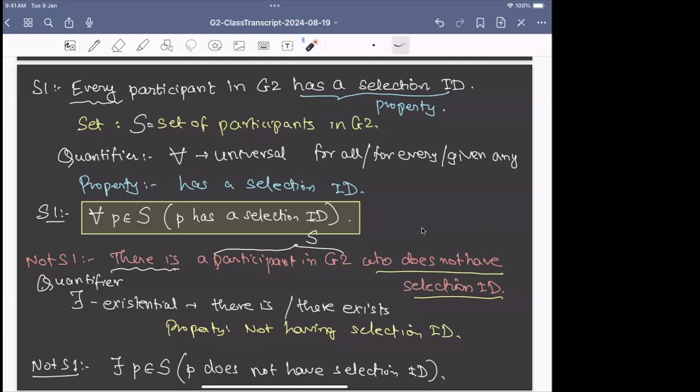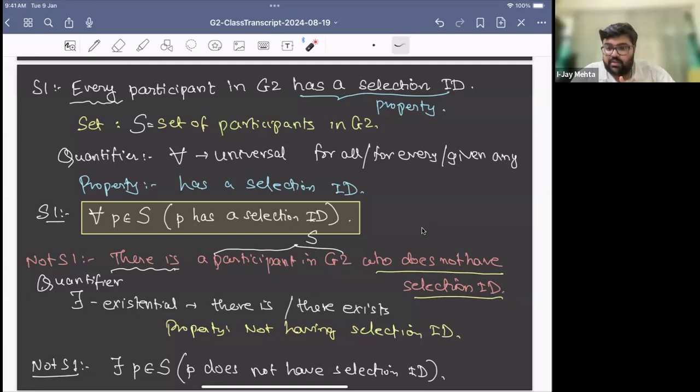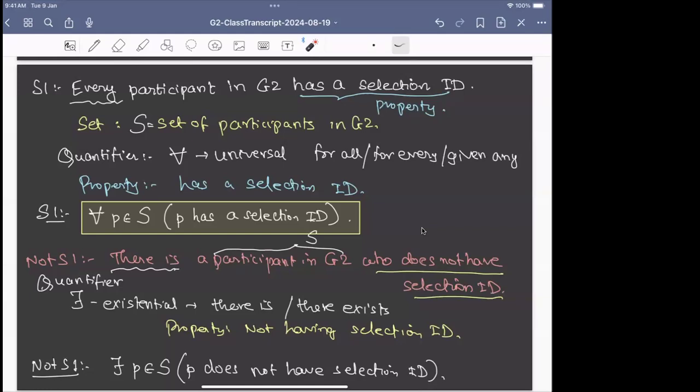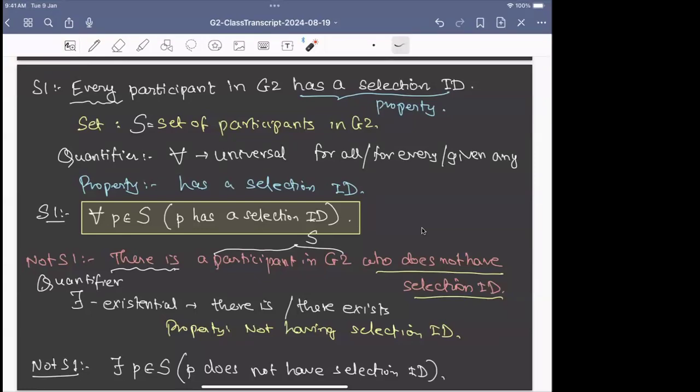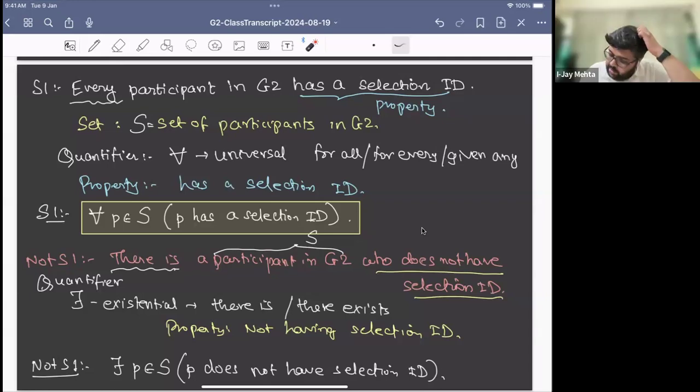The statement will be false when any one person does not have selection ID. Any one. There is a person who does not have selection ID. Then will you ask any other person? If you found one, do you ask any more person? No, sir. No, then you are done. Okay, the statement is false. I found one person who does not have selection ID. I'm done. So there are 81 participants. If I find one, then I'm done. I don't check about others. Statement is false. So then there is no for every. So if I find one person, done. So the statement is false. I found there is a participant in G2 which does not have selection ID. Is it clear? Yes, sir.